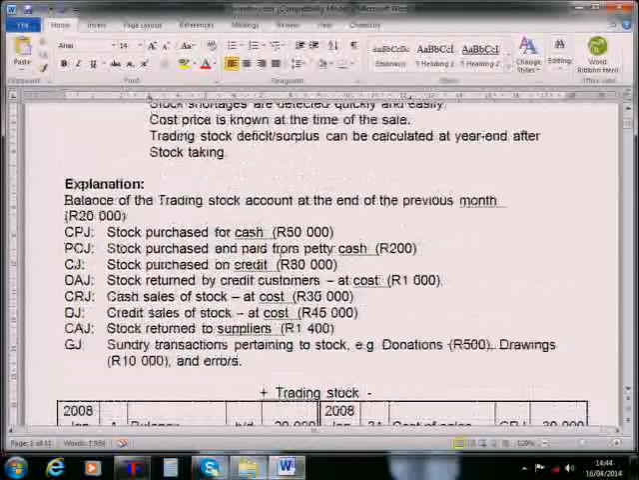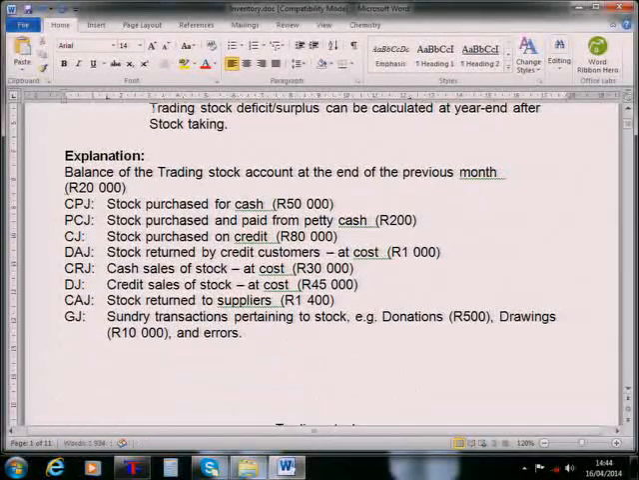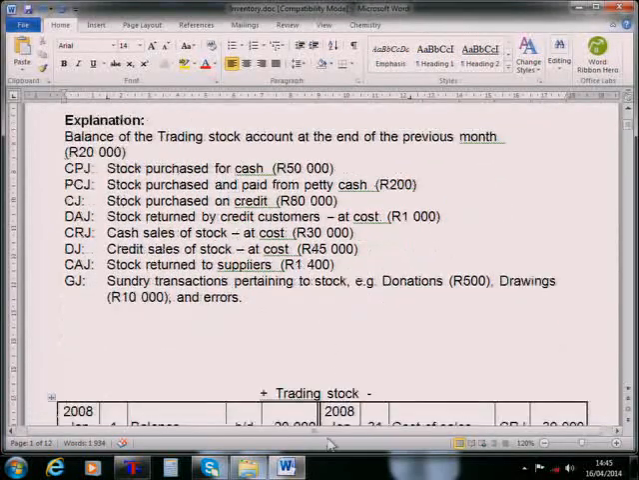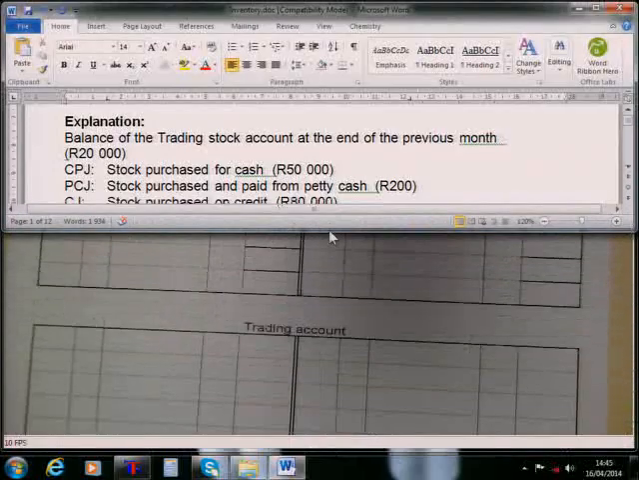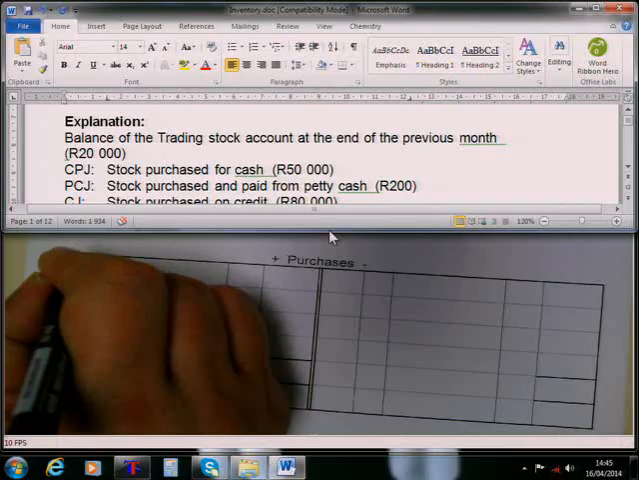I've got a few transactions here, and I'm going to show you how to do these transactions. There's a balance on the first day of the month in the trading stock account. They say it's the end of the previous month, and we are going to put it in on the first of this month. I am going to put it in on the 1st of January 2012. This is only a predicted date, so it's not something specific. So we've got 2012 there.